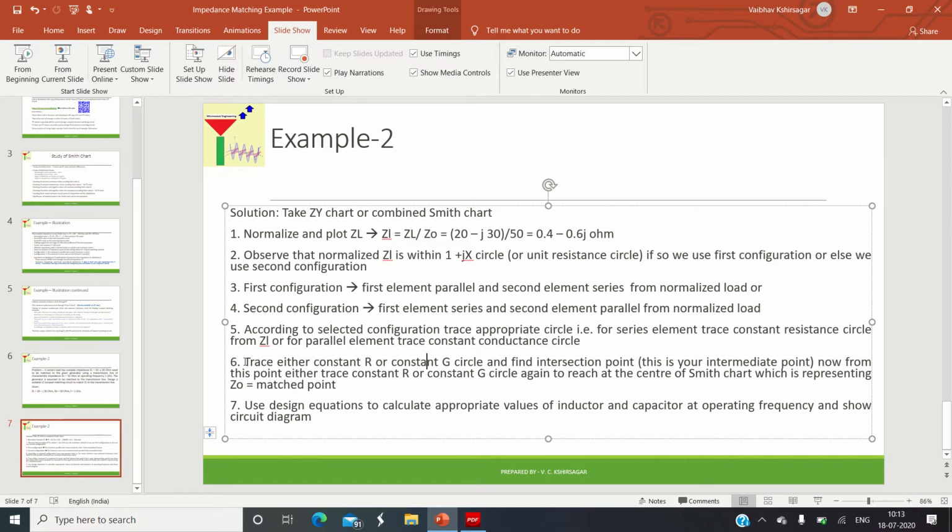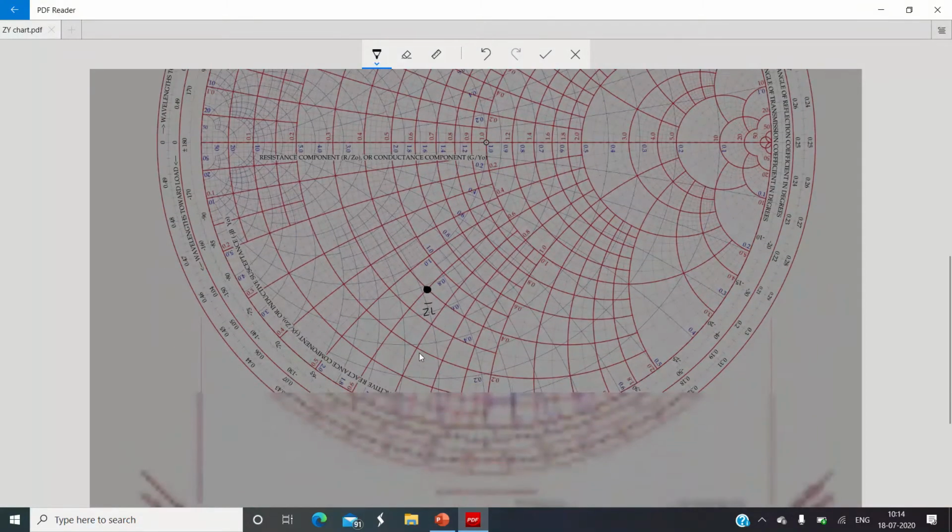We will first read it out, and then we will actually perform it on the Smith chart. Trace either a constant resistance or constant conductance circle. G stands for conductance. Trace the circle and find the intersection point. So this is our intermediate point. At this step we will perform it and then show you on the Smith chart. Now come back again over here.